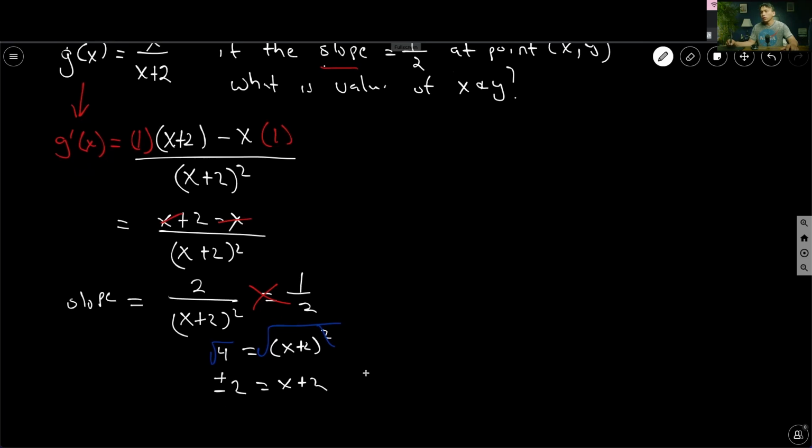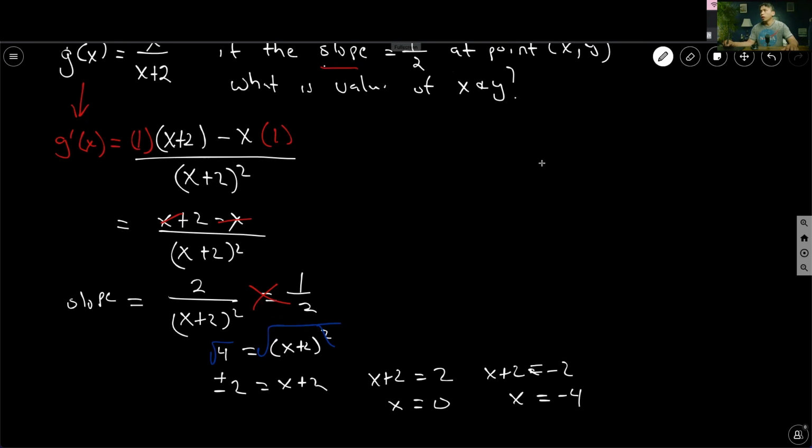Now you solve this twice because it's plus and minus, so x plus 2 is equal to positive 2, and then x plus 2 is equal to minus 2. So in this case, x is equal to 0, and then x is equal to, subtracting 2 on each side, minus 4. So these are the two possible x values, but of course you also need the corresponding y values. To do that, you plug into our original equation.